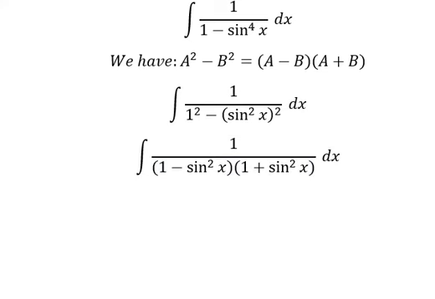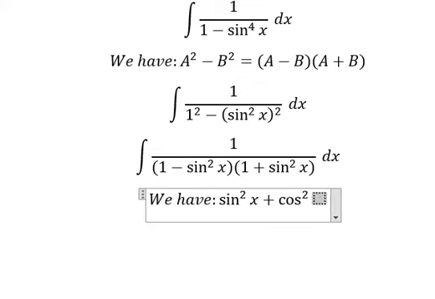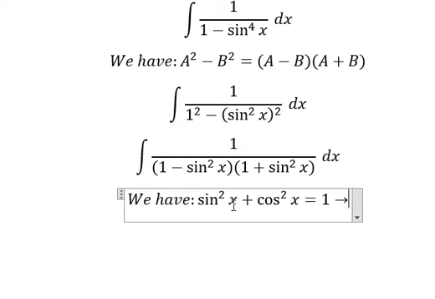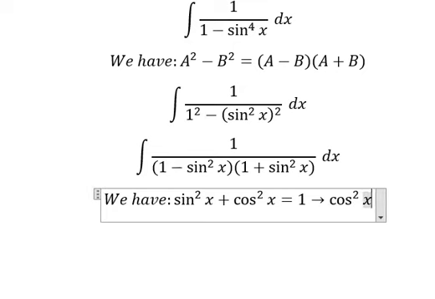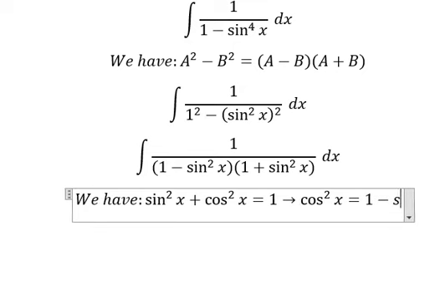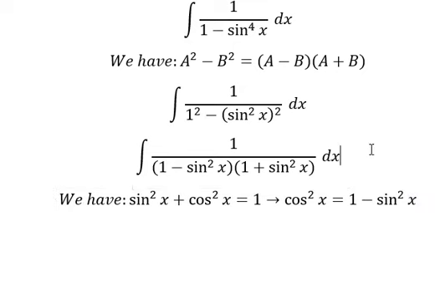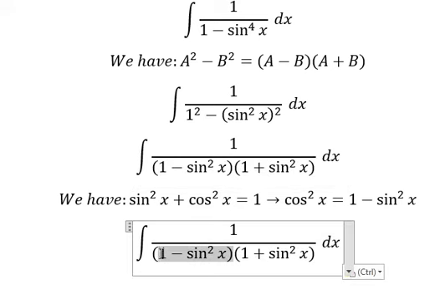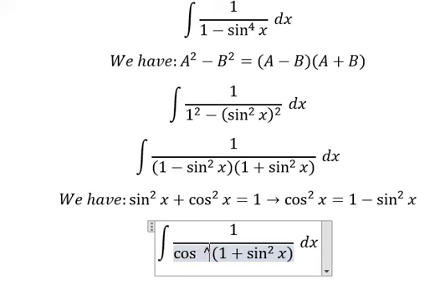Next we have sin x square plus cosine x square equals number 1. So we can put 1 minus sin x square. So we put this one to the right and you get cosine x square equals 1 minus sin x square. So this one we change for cosine x square.